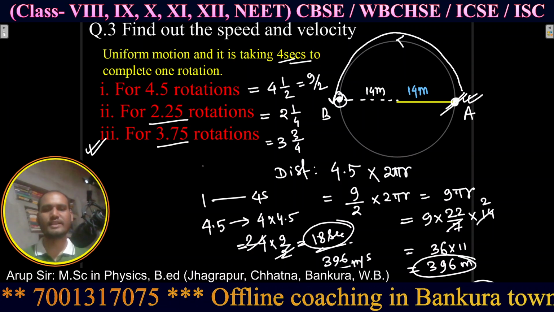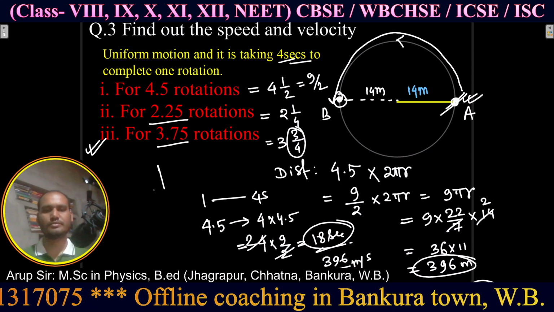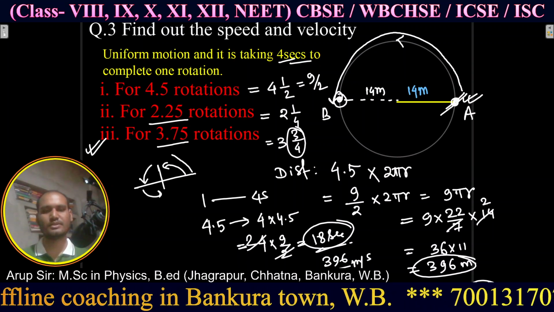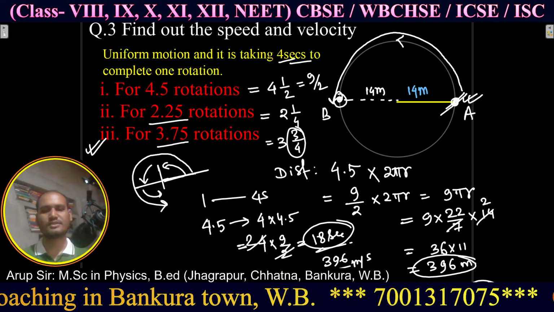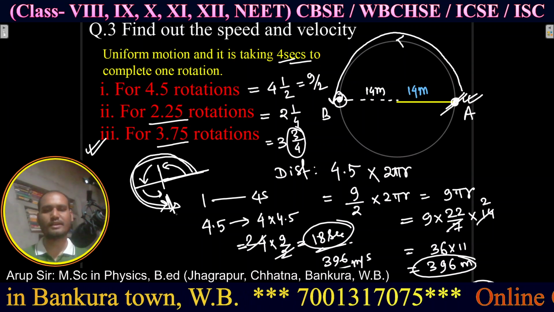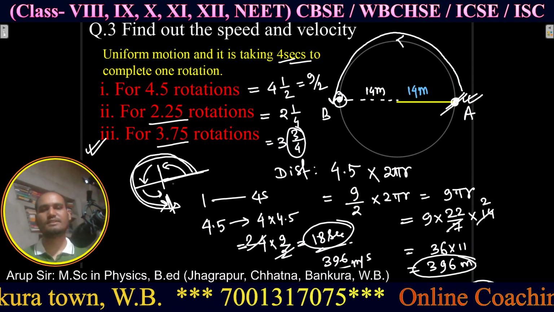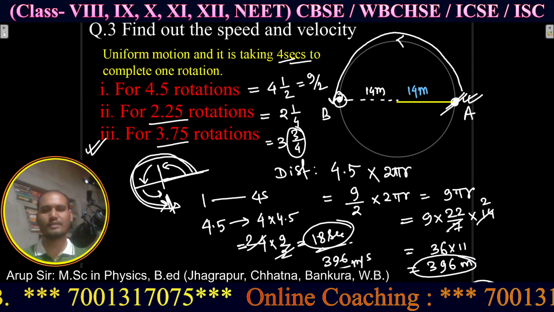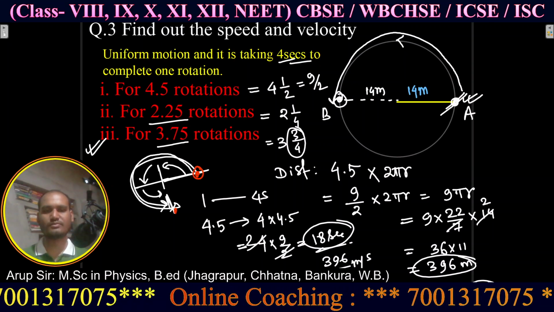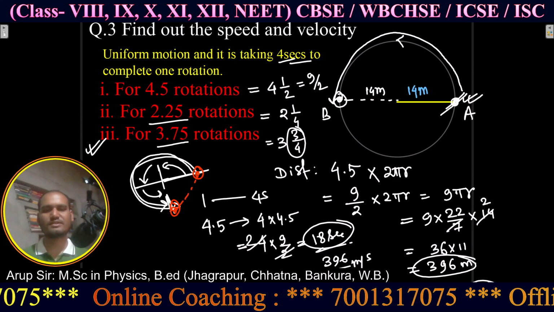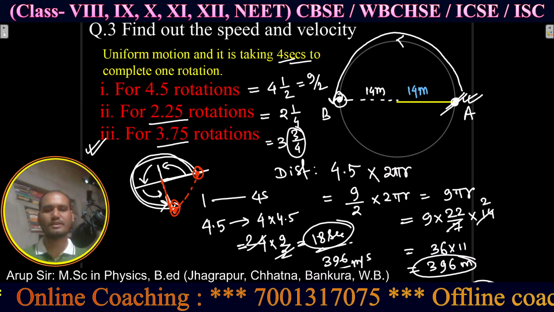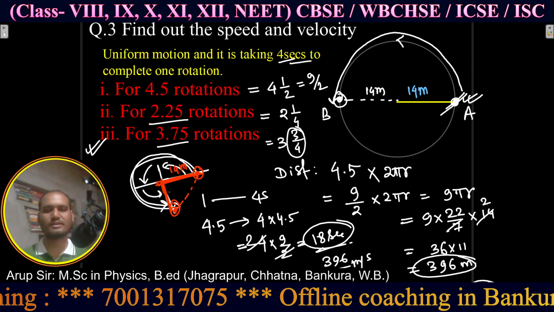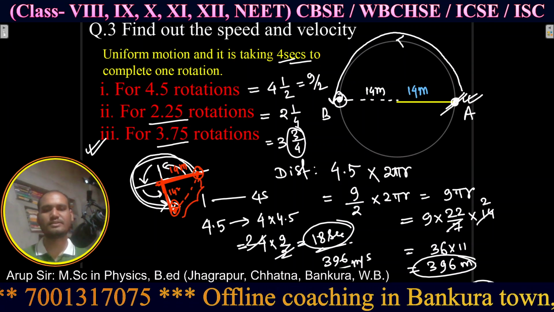I have already explained about the 3/4. 3/4 means nothing special. This is 1/4, this is 2/4, this is 3/4. 3/4 means total this part, from this point to this point. So how can you easily get the displacement? Displacement means initial to final point. If this one is the initial point and this one is the final point, then this is the displacement. You know this perpendicular and this base, this is 14 meter, this is 14 meter. You can easily calculate this hypotenuse.